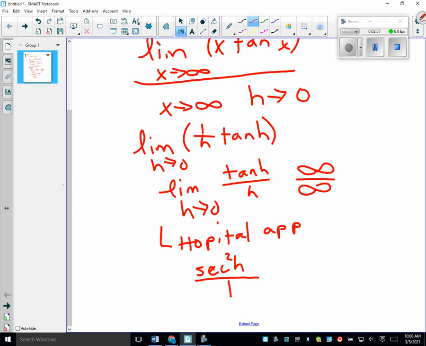What's the secant of 0? Because the derivative of h is 1. No, I'm doing the derivative of this. What is this? 1. Secant of 0 is 1, I get that part. I'm just confused by the whole h thing.